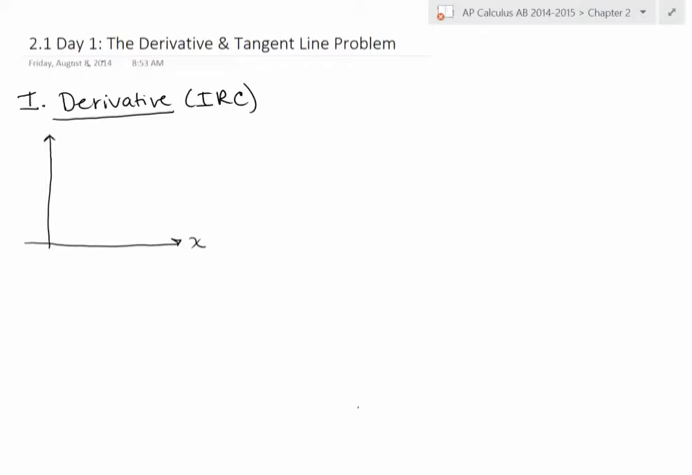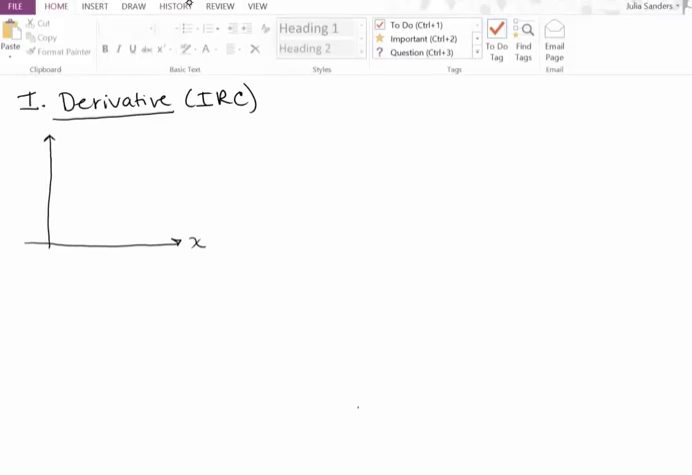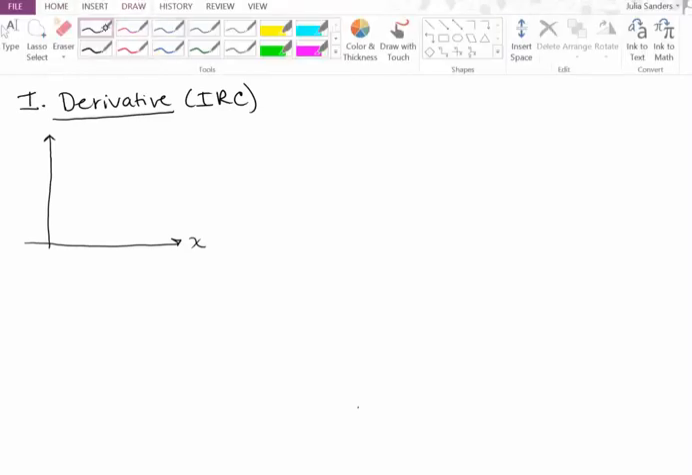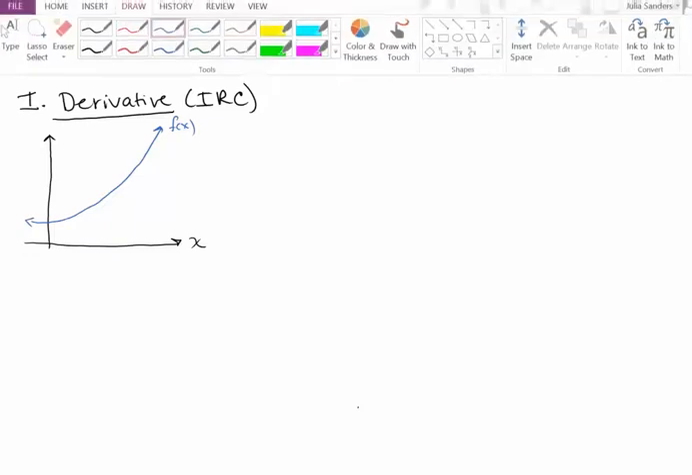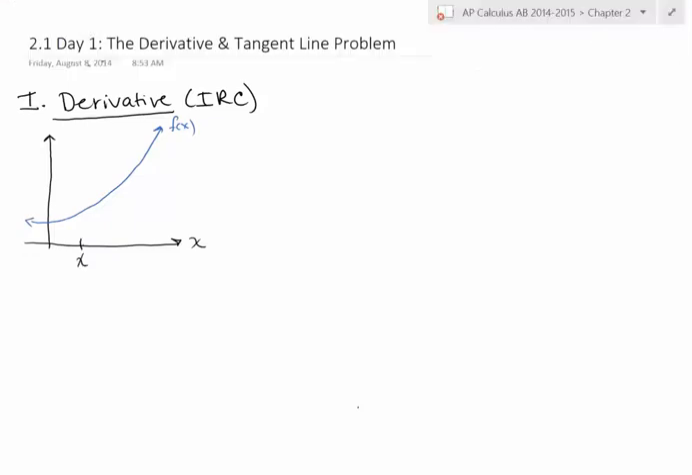okay, and if I have some function, we'll just call it f of x, and let's suppose that I want to find the derivative at some spot x. Okay, so I know that the derivative is the slope of my tangent line. I'm going to draw in, here's my tangent line. What I could do is find the slope of a secant line, to make it as close as possible to my tangent line.